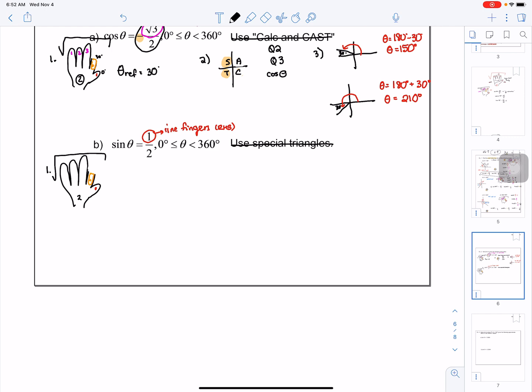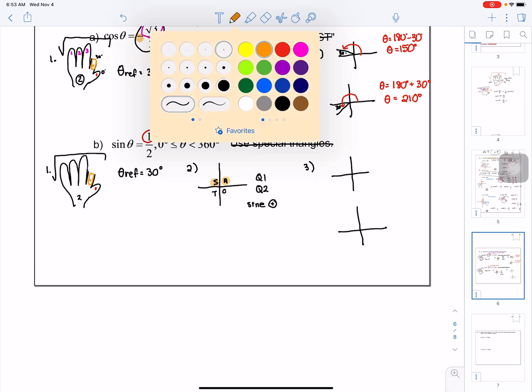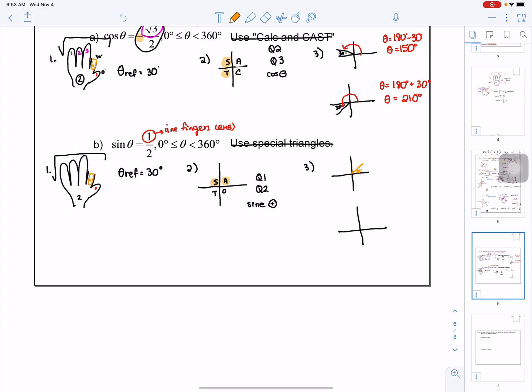So literally I need to look at the fingers to locate my reference angle, which the orange finger that went down represents my 30-degree angle finger. Step 2 would be to locate the quadrants. C-A-S-T. We are looking for sine being positive, because my ratio is a positive value. So sine is positive in quadrant 1 and 2. So I will have an answer in quadrant 1 and quadrant 2. Third step is just to draw that reference angle out in each quadrant. So here's my 30 degrees in quadrant 1. Here's my 30 degrees in quadrant 2.